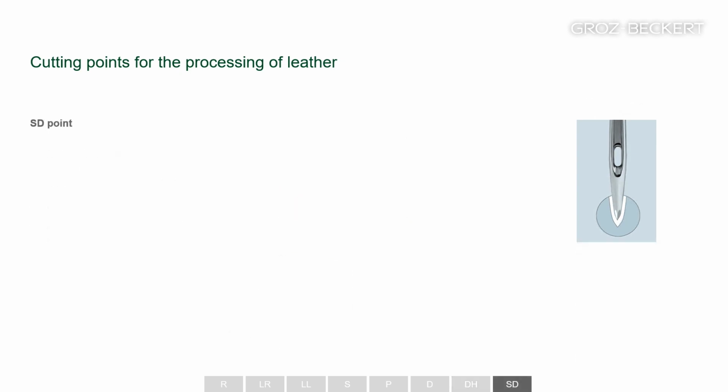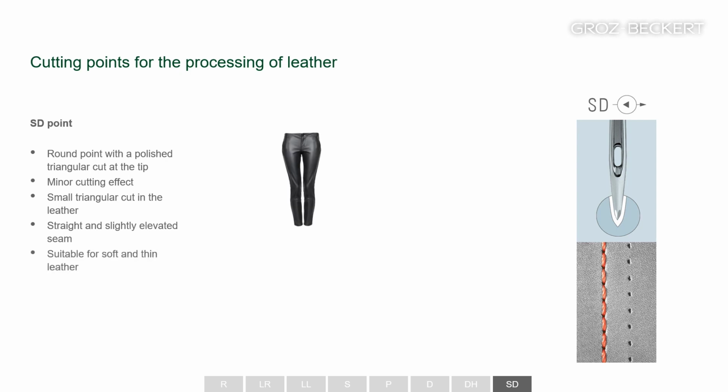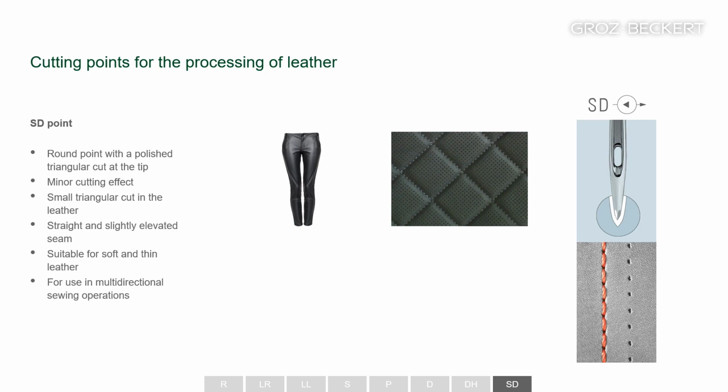The SD point is a round point with a small triangular tip. This leads to a minor cutting effect and a small triangular cut in the leather. A straight, slightly elevated seam is produced. This makes the SD point particularly suitable for soft and thin leather. It is also recommended for multidirectional sewing operations on leather.